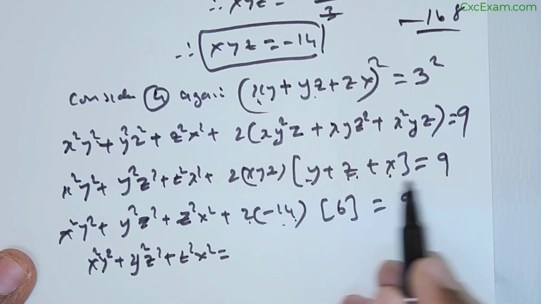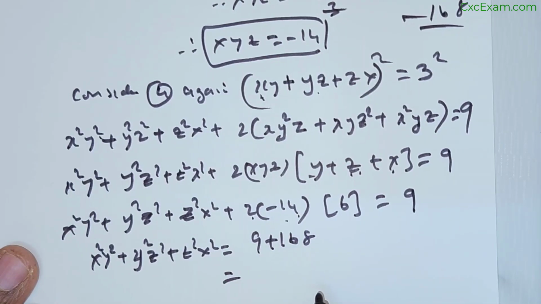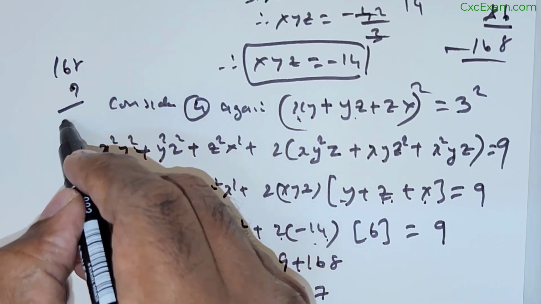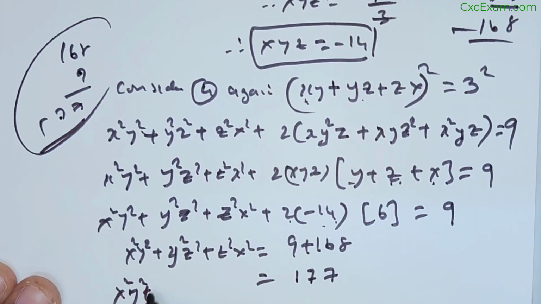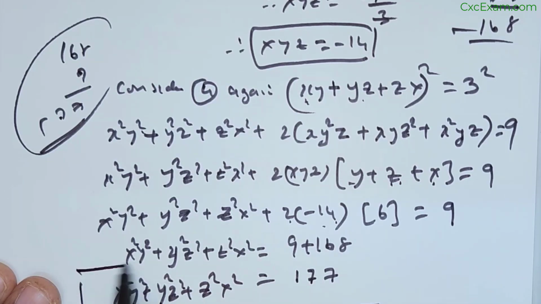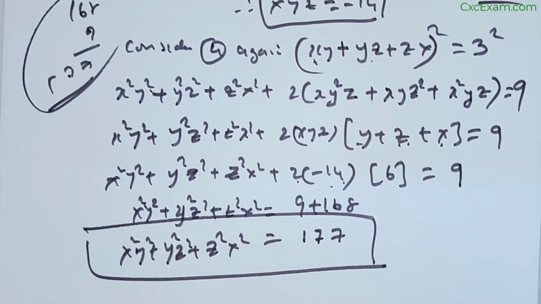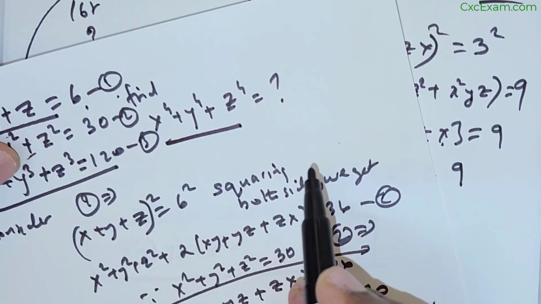So you have a negative sign here, it goes over to the other side, it becomes positive. 168 added with 9 is 177, and this is x squared y squared, positive y squared z squared, positive z squared x squared. So this is the value that we are getting. Okay. Now, what are we going to do with these values? That's a big question, right? We are asked to find the value of this.